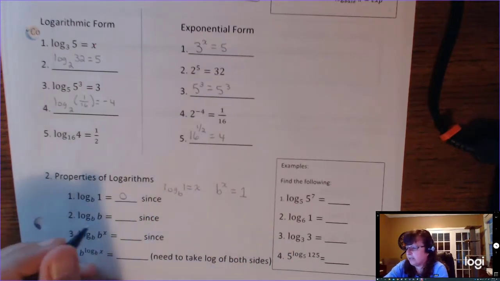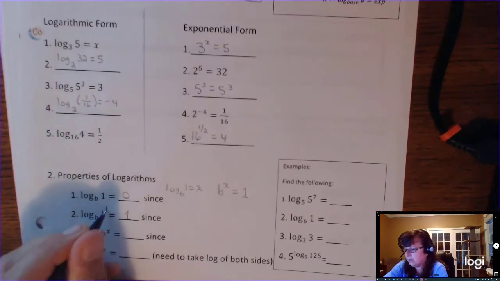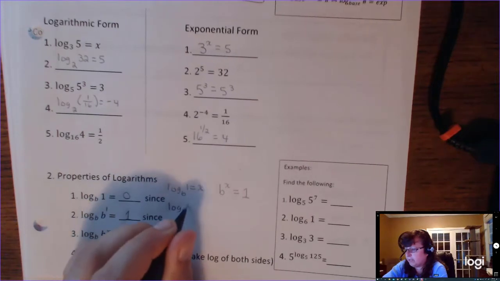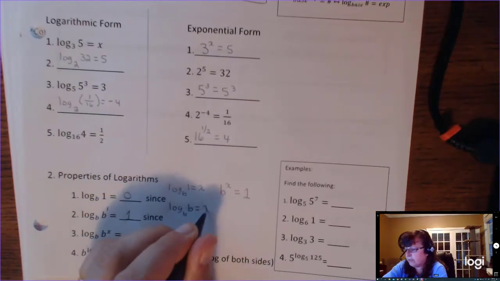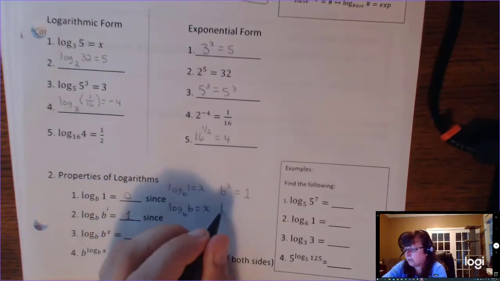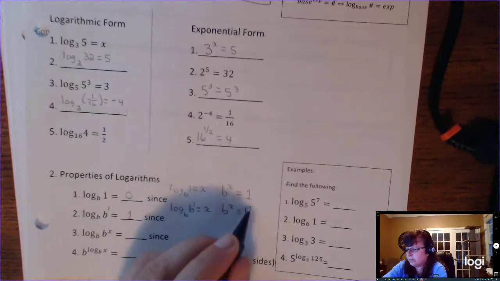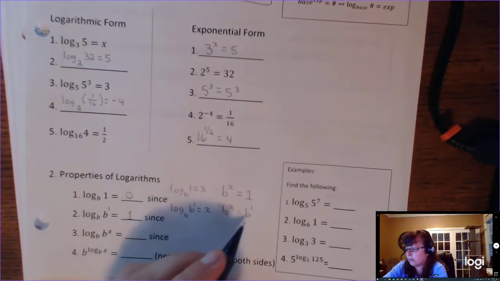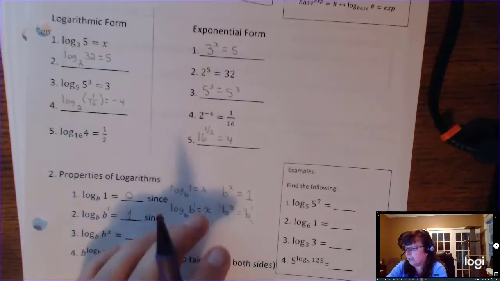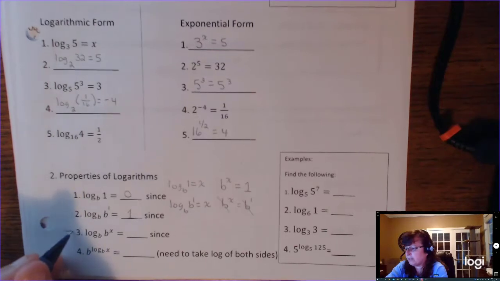Alright, log base b of b is 1. Okay, so if we wanted to check that out, the log base b of b equals something, right? So then if we rewrite that in exponential form, that's b to the x equals b, and b has an understood exponent of 1. So if we drop the bases, x does indeed equal 1. That's actually a specific property. This is the generalized form.